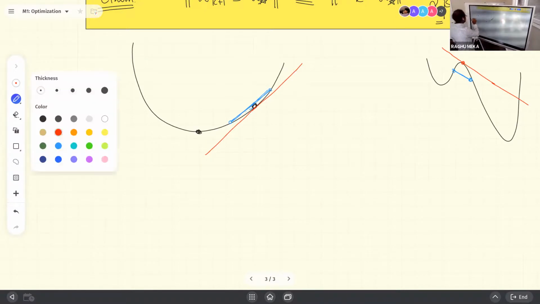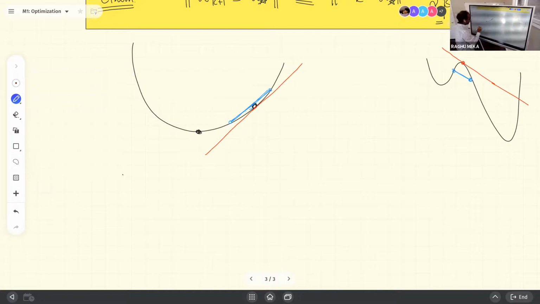So let me write that down. F is a differentiable convex function.